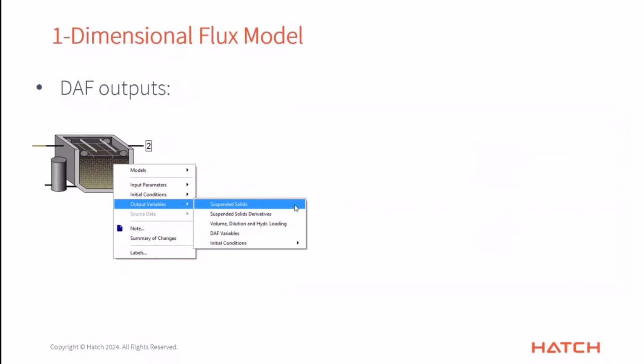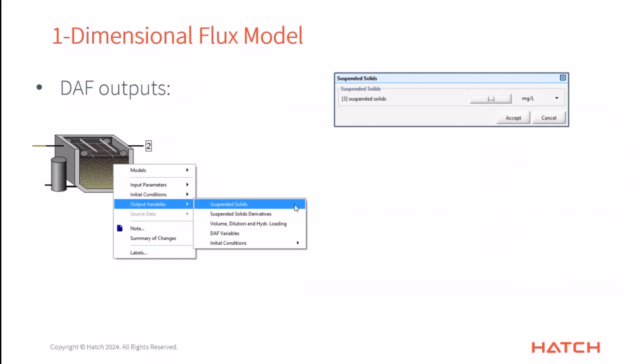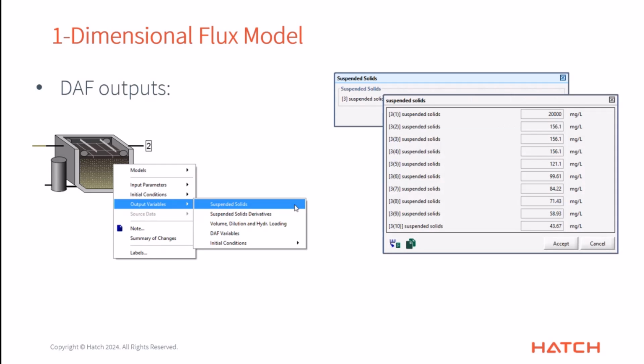So back to what I wanted to demonstrate here. These are the outputs that you can get out of the model. Just like the clarifier and the SBR and any of our other layered models, you can plot the suspended solids concentration in a vertical sense in the model as well. So you can right click in the middle of the DAF unit, click on output variables, and click on suspended solids, and that will give us this menu here, and you can see the concentrations just like you would in the regular clarifier, and I'm going to show you an example of this shortly.